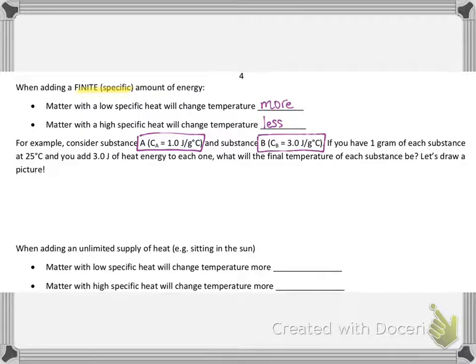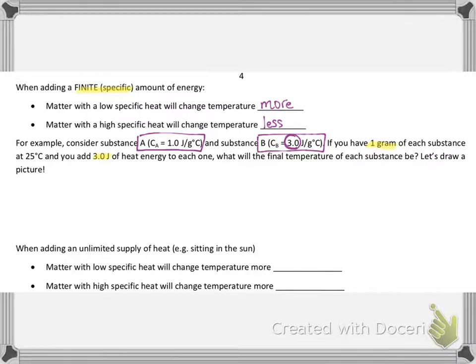Substance B has a higher specific heat capacity. It takes 3 joules to heat up 1 gram of B, 1 degree Celsius. So let's say, hey, look at that, we have exactly 1 gram of each substance. How convenient. And we are going to add 3 joules of energy to each substance. Let's figure out what the final temperature is going to be.